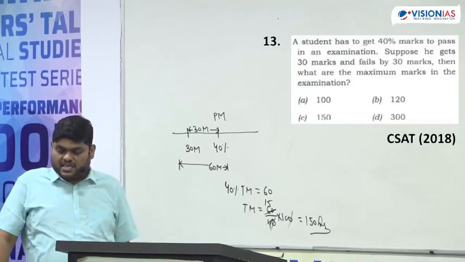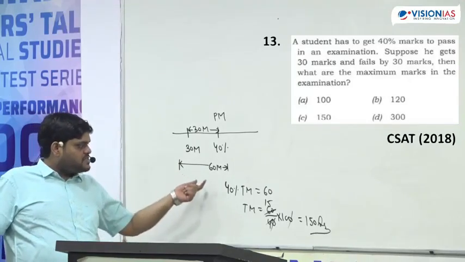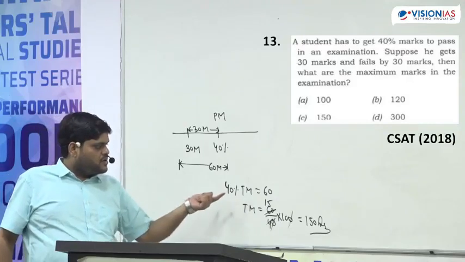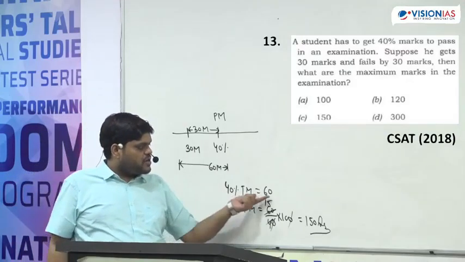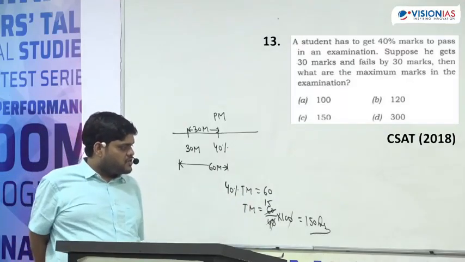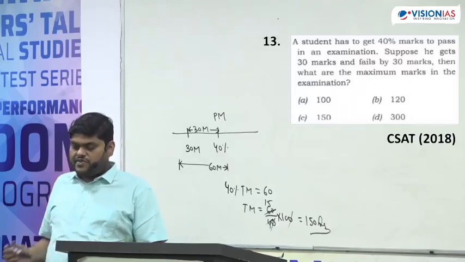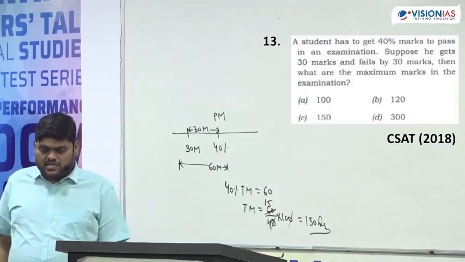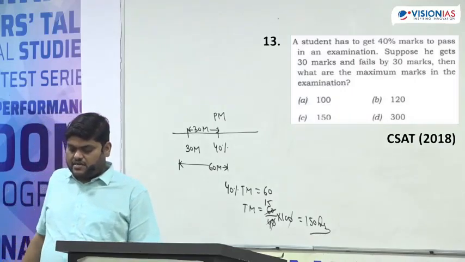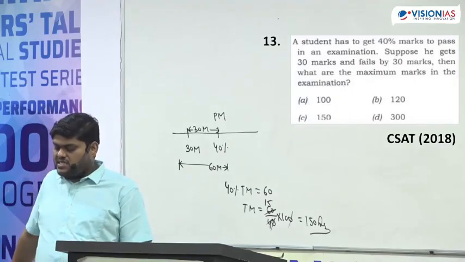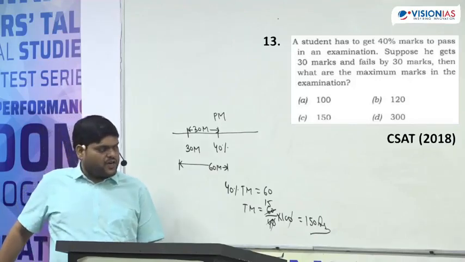And for passing, 40 marks to pass, that means 60 marks is equal to 40% of total marks. No, the answer should be 150. The answer should be 150, not 120. Somewhere you guys are making a mistake. The answer should be 150, not 120.